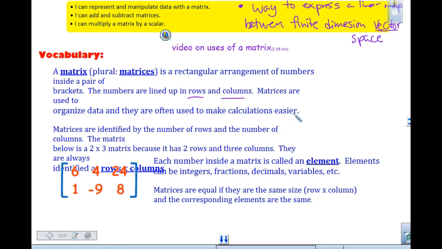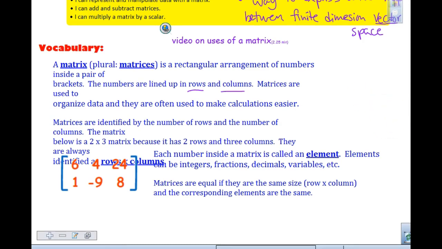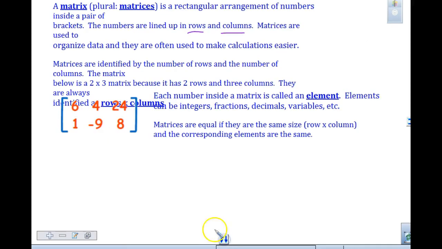Matrices are identified by the number of rows and the number of columns. The matrix below is a 2 by 3 matrix because it has 2 rows and 3 columns. They are always identified as rows by columns. Each number inside a matrix is called an element. Elements can be integers, fractions, decimals, variables, etc. Matrices are equal if they have the same size, row times column, and the corresponding elements are the same.